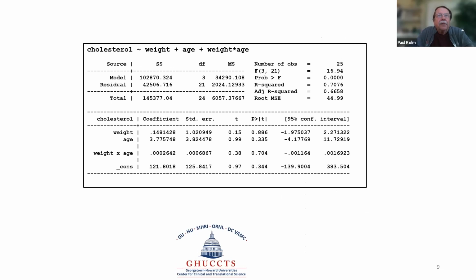But so here is our model for weight plus age plus the interaction of weight and age. And so you can see that the interaction, the weight by age, is not statistically significant. And so in this case, what we typically do is if an interaction is not statistically significant, we remove it from the model. And in this case, we would just model weight and age.